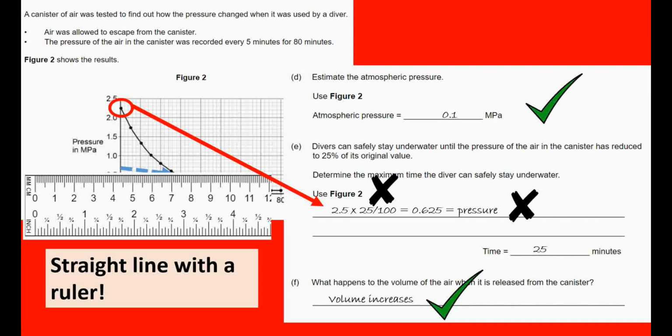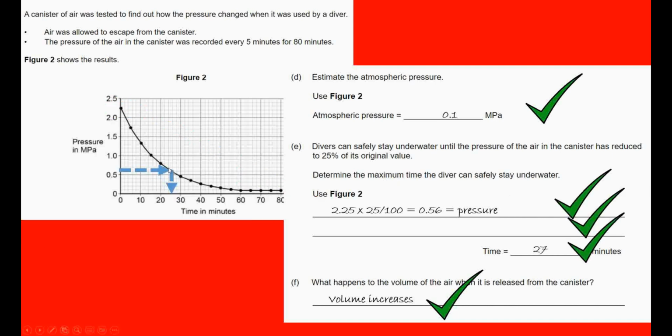So what we need to do is go horizontal and then down to get an accurate version of that time in minutes. Then we can use it to find out what that pressure is. Now notice we don't have to do the conversion into seconds because the question is asking for it in minutes. Right, moving on.